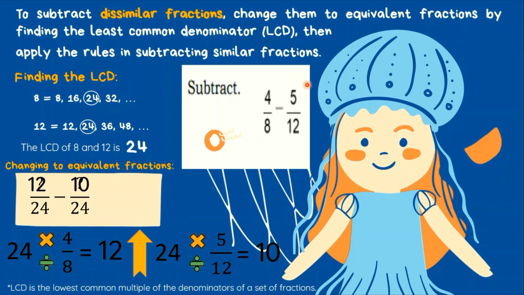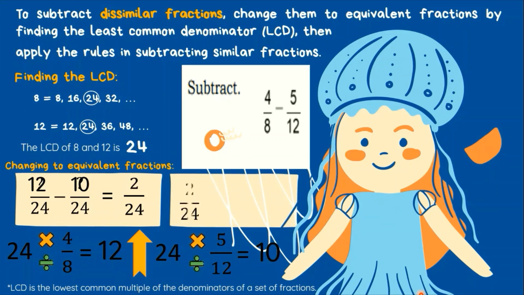Pagtapos nating ma-convert itong dissimilar fractions into their equivalent fractions na pareho na ang denominator, pwede na tayong mag-subtract. 12 minus 10 is equal to 2, then just copy the common denominator, which is 24. Kung mapapansin natin, si 2 over 24 ay may kalakihan pa. Pwede pa natin siyang i-reduce into its lowest terms. Paano? Kukunin natin ang kanilang greatest common factor. 2 and 24, ang kanilang GCF ay 2.